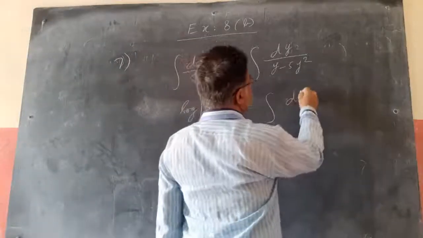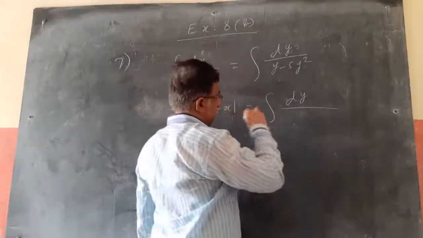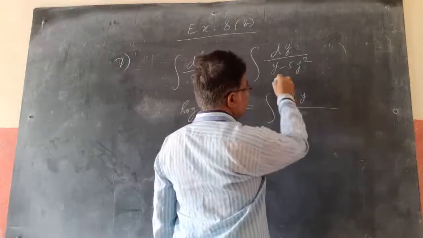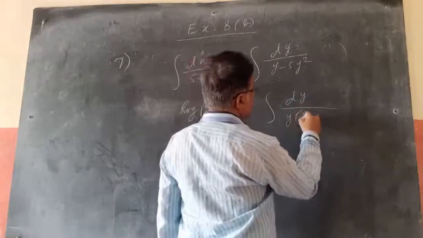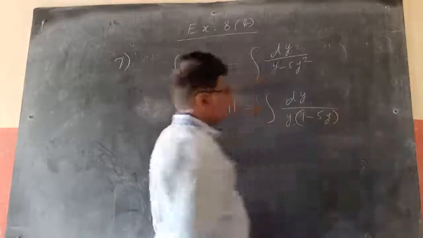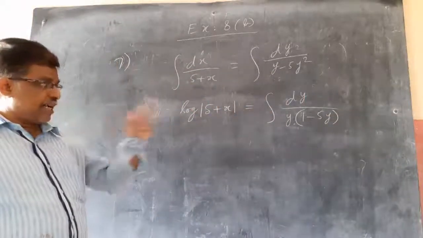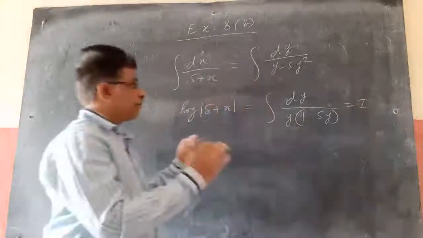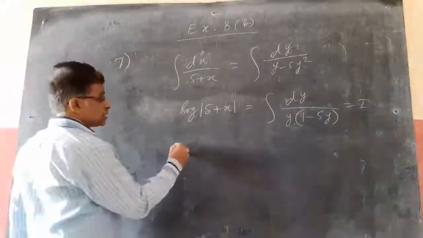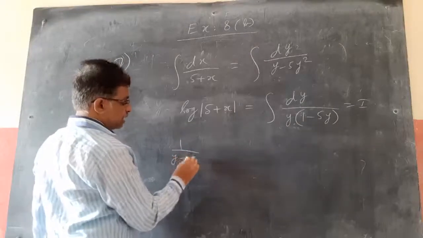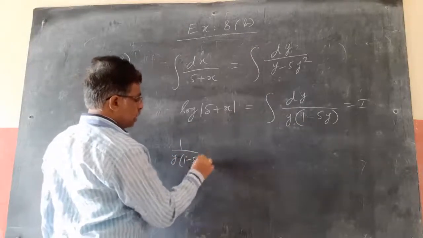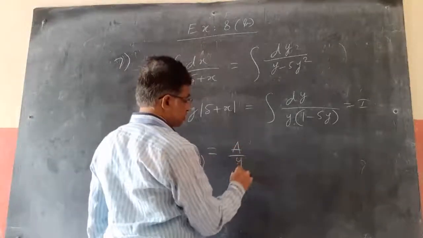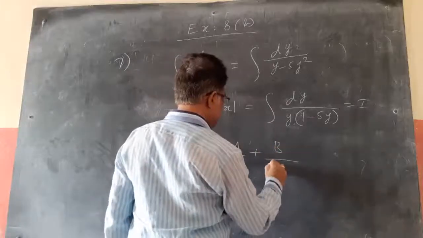But what about this part? For this part you can go for partial fractions or completing squares. I am going for partial fractions. If I take y common from both, what do I get? y into (1 minus 5y). So I can find the partial fractions for that part. I need to find this integral separately. So that is 1 by y into (1 minus 5y) equal to, by taking partial fractions, a by y plus b by (1 minus 5y).